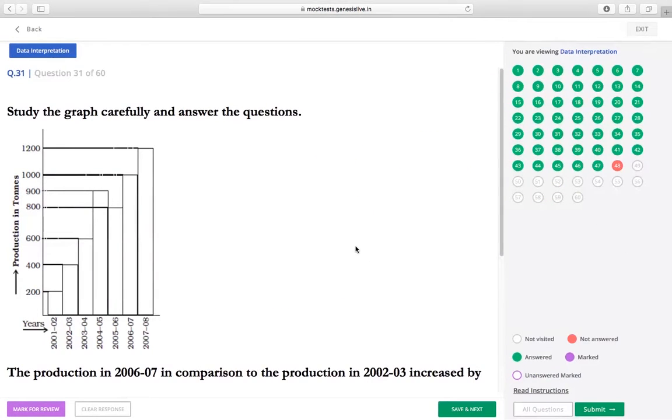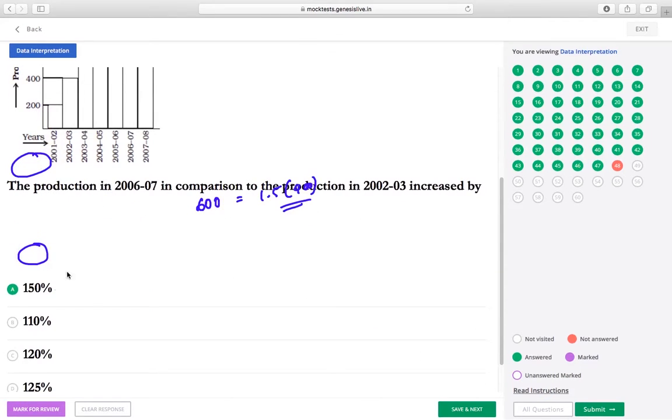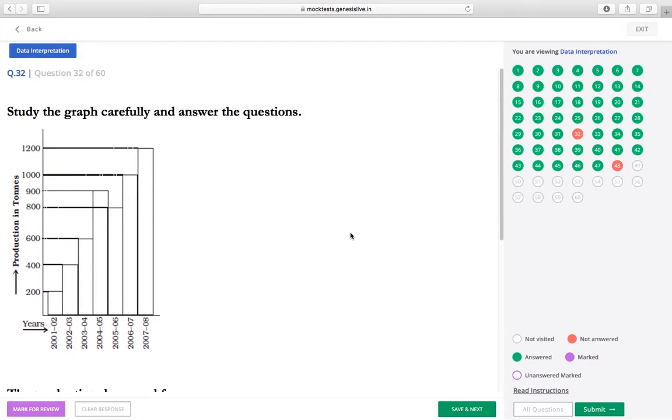Alright, question number 31. Let's do this quickly. Production in 6-7 is in comparison to production in 2-3. 6-7 production is 1000 in comparison to 2-3. 2-3 it is 400. So the difference is 600. 600 is 1.5 times 400. So it is 150 percentage. It has increased by 150 percentage. Alright, so the answer is marked properly. That is option A.